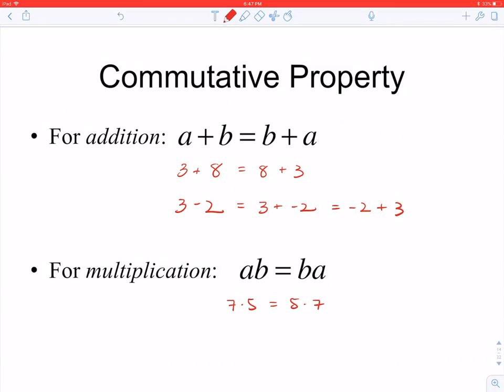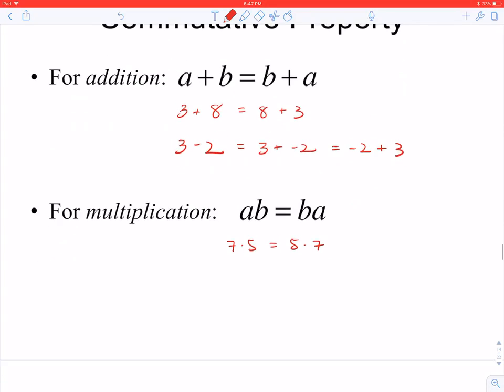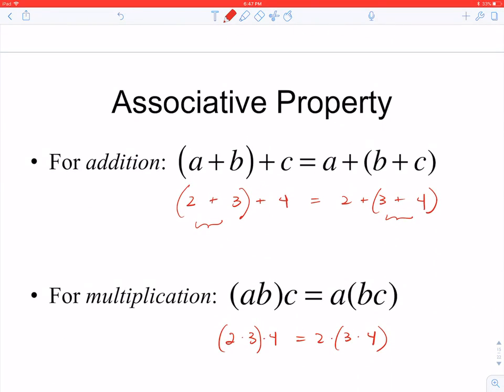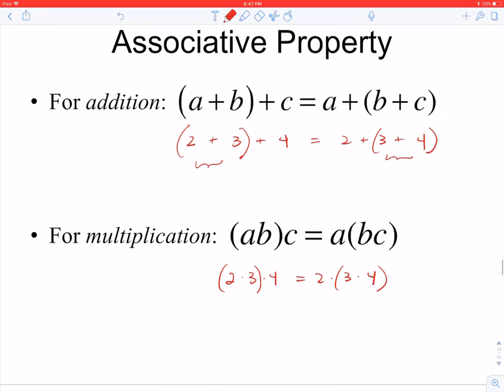Okay, so for the commutative property, notice that for addition, the terms move around. So the moving around, I'm thinking about them commuting. And for multiplication, the factors are switching around, so they're commuting. And for the associative property, whenever I'm applying the parentheses, I think about regrouping or reassociating the terms with each other. Same thing, I'm reassociating the factors for the multiplication.